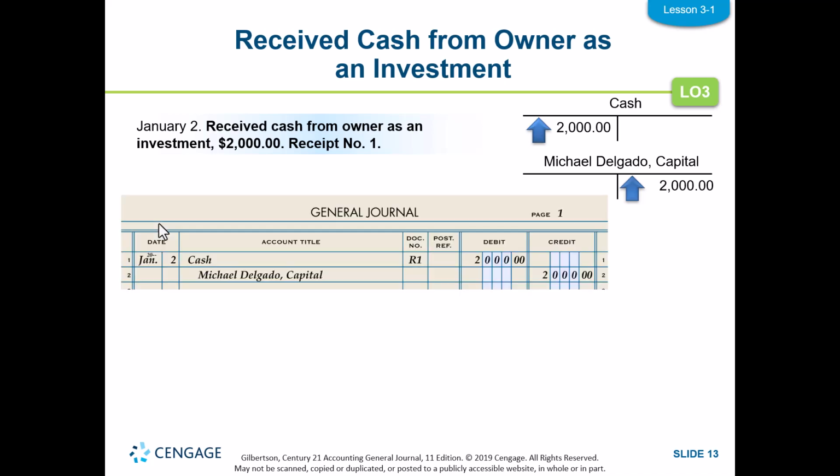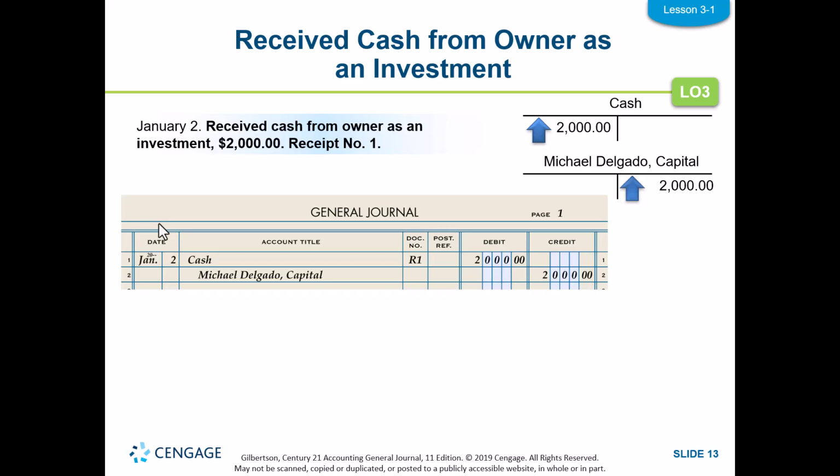And here we are again. We're going to put the date, so January, and then the second in the other box. Cash is going to be listed first only because that's what we're debiting. Okay, our debits always come first. Then we're going to put our source document. It was receipt number 1. So we're going to abbreviate that by saying R1.